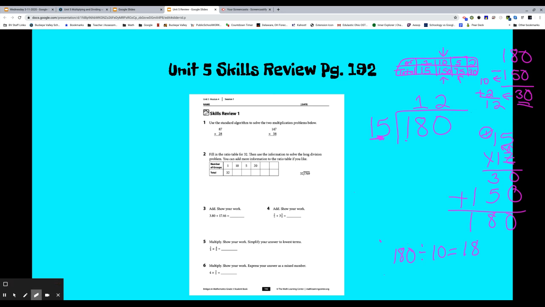Now, as I erase this, bear with me, we are going to look at number 3 and number 4. Number 3, we are just adding decimals, and this is like our decimal of the day. The most important thing to remember when we are adding or subtracting decimals is lining up that decimal point. Because by lining up the decimal point, you are lining up the places.